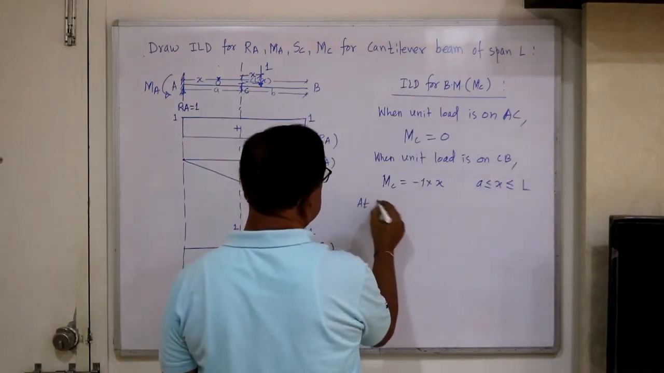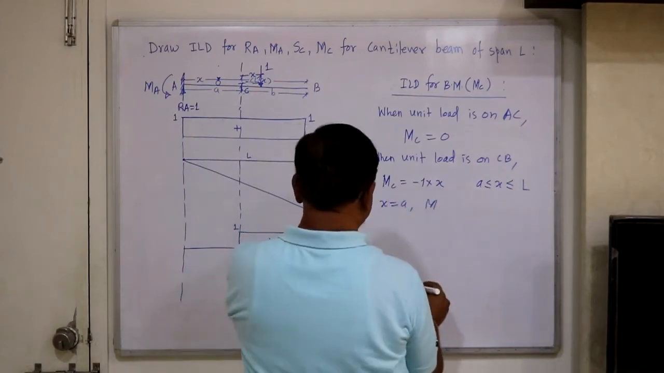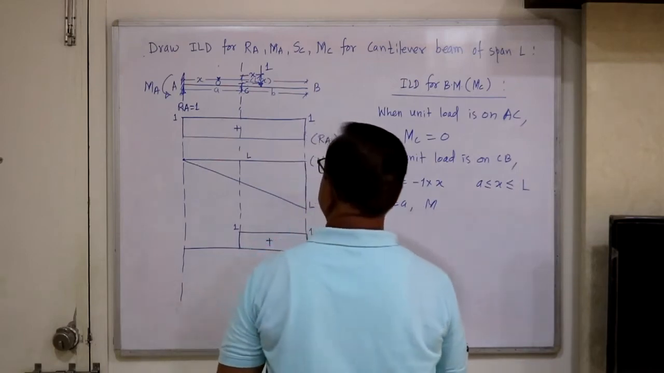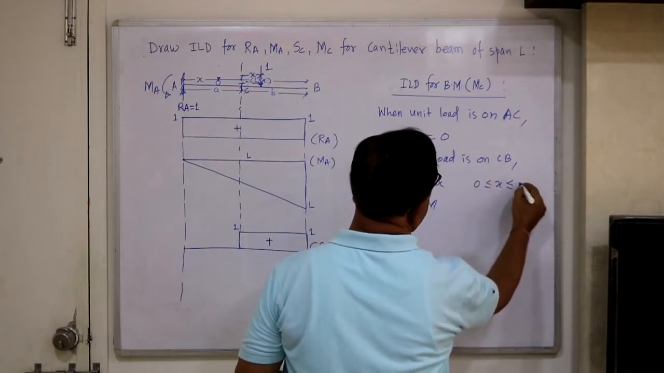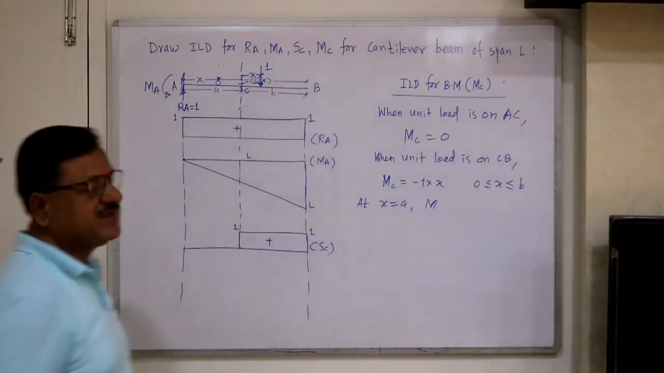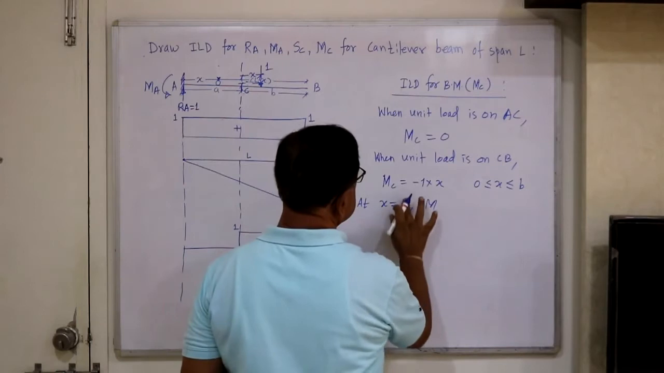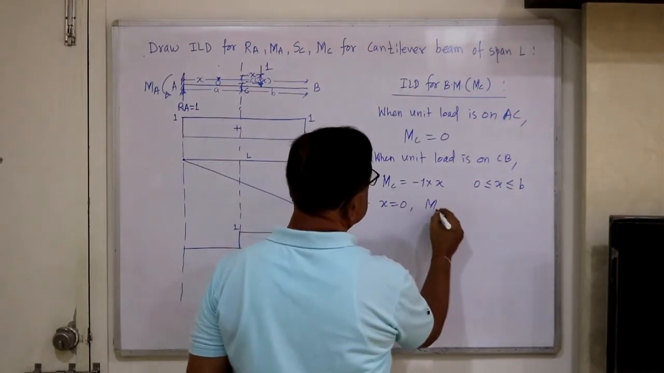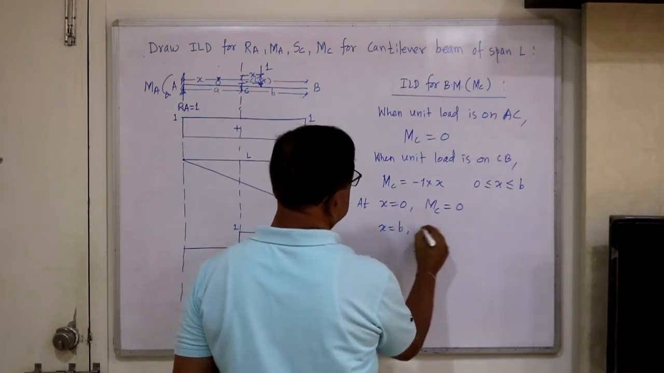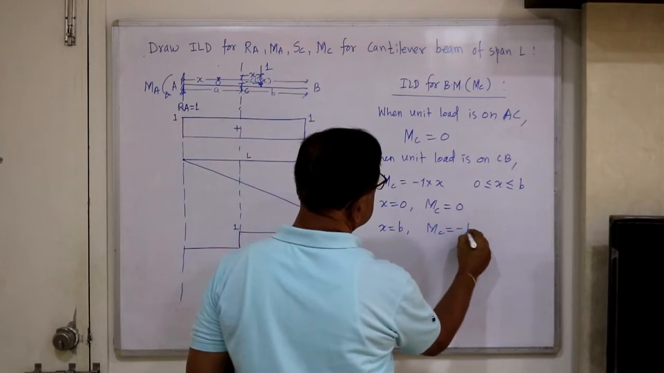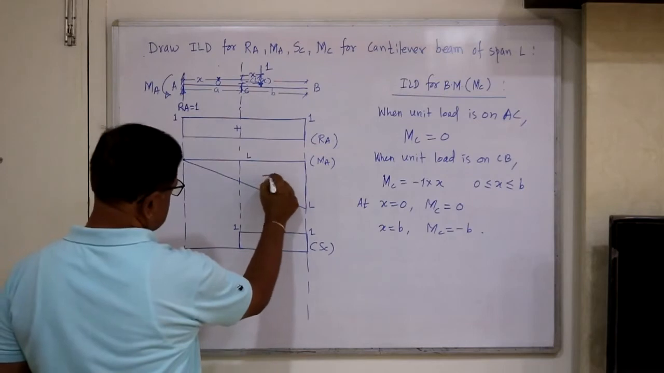Means at x equal to 0, MC is 0. This validity is 0 to B, since we have considered x from C. It varies from 0 to B. So when x equal to 0, this is 0. When x equal to B, MC equal to minus B. So MC is minus B. Minus B means negative.